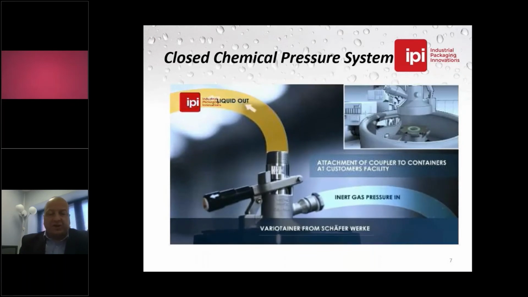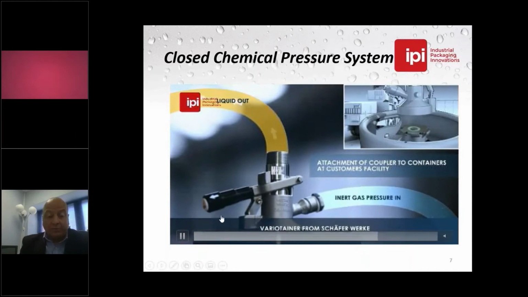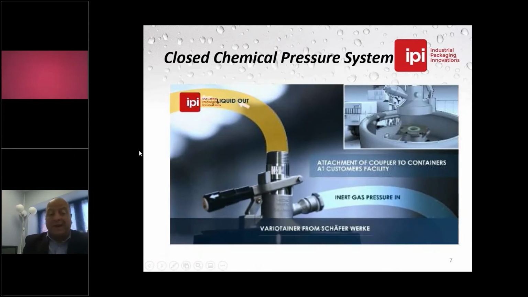This just illustrates what we've just been talking about, how inert gas pressure is applied to the container. Here you see the coupler attached. The handle is down, and once the handle is down, that means the liquid can escape. When the handle is up, it means it doesn't. So a closed quick connect system to enable escape of liquids, and when it's not connected, your employees and workers are protected.